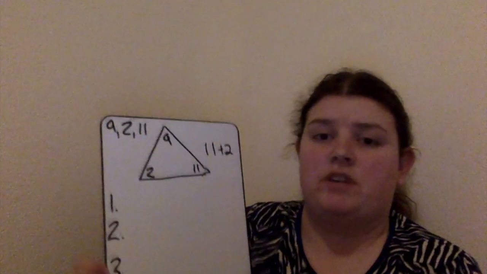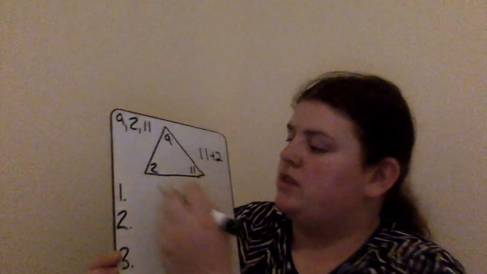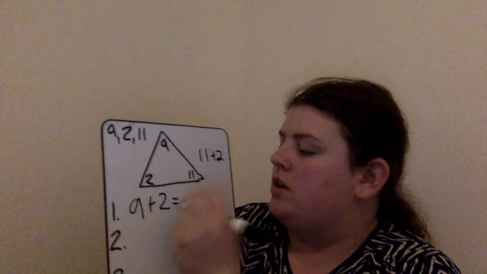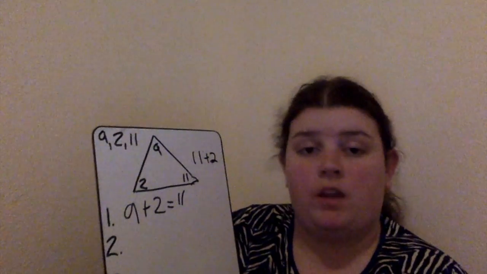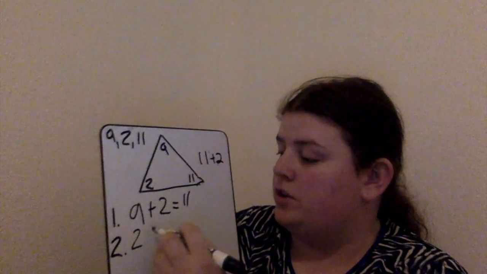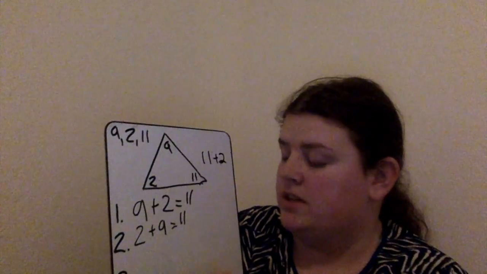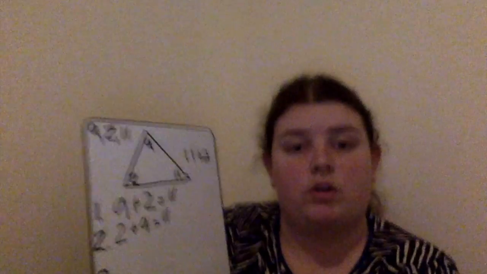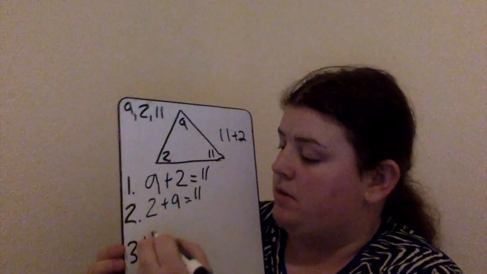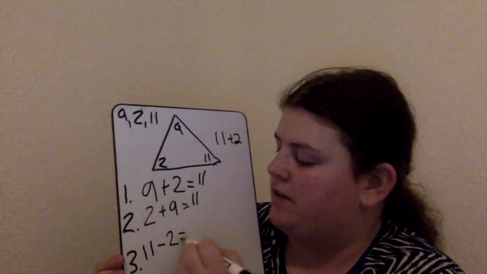Okay, let's try something different. Is it 9 plus 2? 9 plus 2 is 11, so our first one would be 9 plus 2 equals 11. So, through the commutative property, we know that 2 plus 9 also equals 11 because the order does not matter. Okay, now we're on to our third, which is subtraction. So we take the bigger number minus, we'll go 2, because that's also in our fact family.